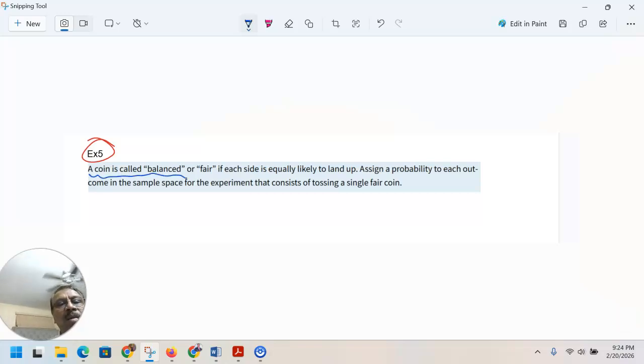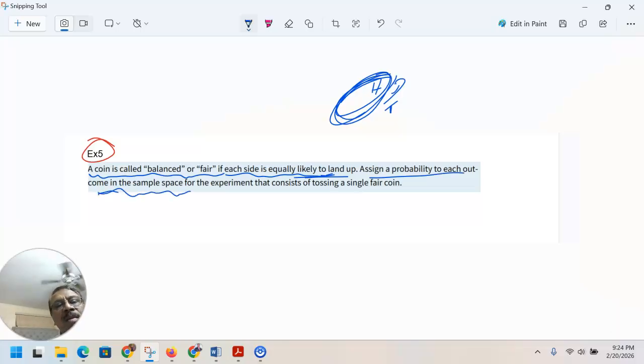The coin is called balanced or fair if each side is equally likely. So if this is head and the back side is tail, equally likely basically means it's not biased. It can be either head or tail. Assign a probability to each outcome in the sample space for the experiment that consists of tossing a single fair coin. So what it is asking is each outcome.